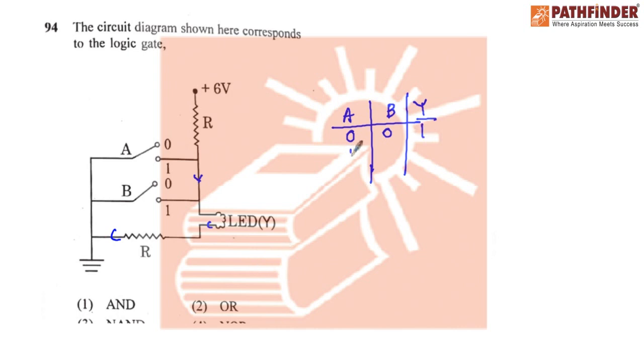Now make A equal to 1. So this part will become short circuit. The current will only flow via this path, so the bulb will not glow, so the output will be 0. Similarly, if you put this one disconnected but this one connected, then again the same thing.